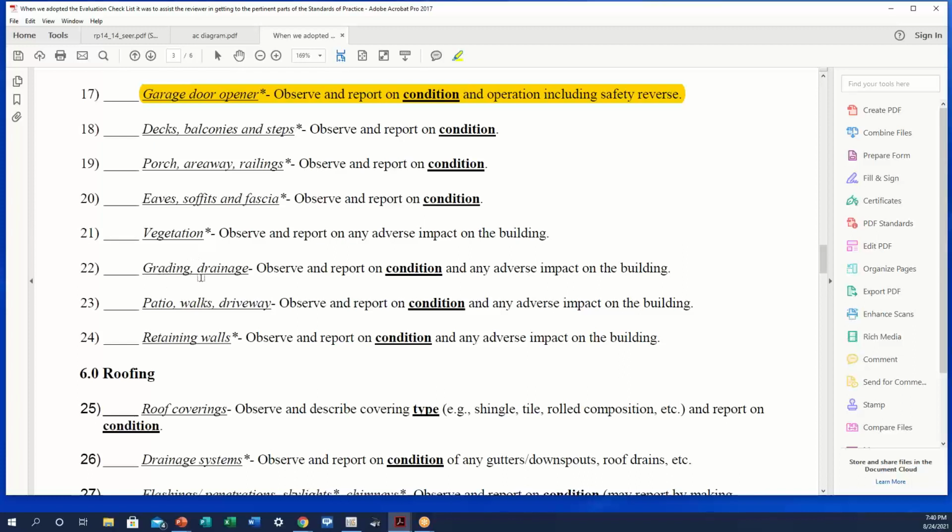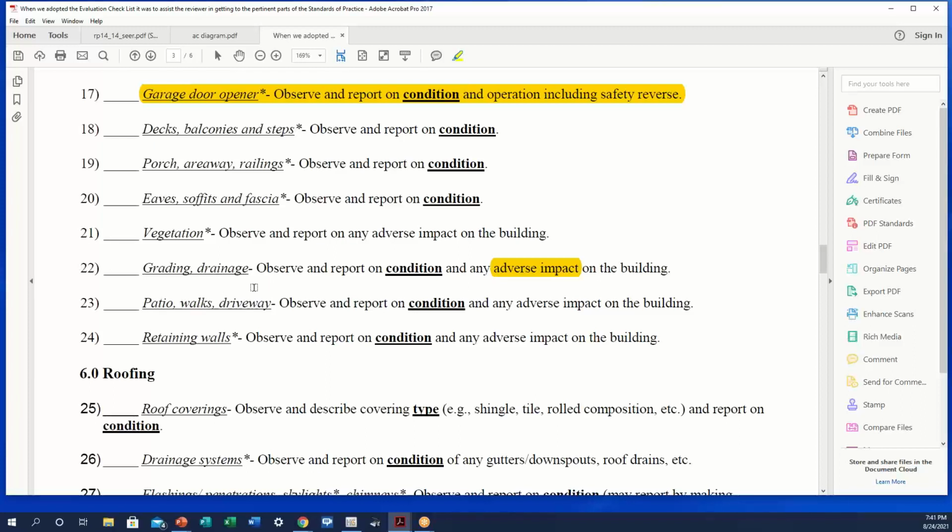Okay. Grading and drainage. Where is this grading? Where is the drainage? North, south, east, west, or is it everywhere? It may have adverse impact on the building. Okay, that's what they're telling you. This isn't in the SOPs, but they're giving you guidance. You're just supposed to report on grading and drainage.